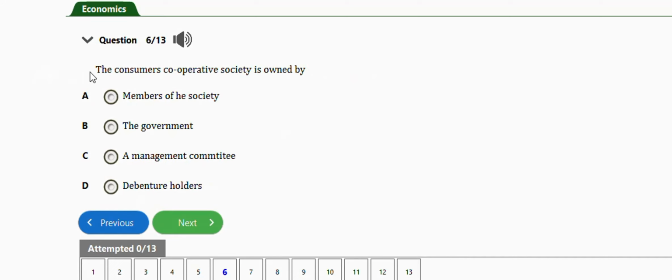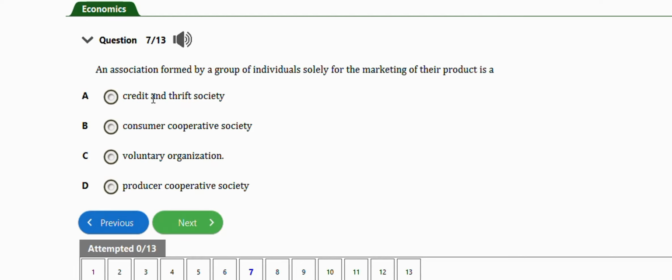Next repeated question will be this one. It says the consumer cooperative society is owned by, I think we have answered similar question already. The right answer is option A, which is members of the society. Yeah, that's the right answer. Next question is this one. It says an association formed by a group of individuals solely for the marketing of their product is A, we have credit and thrift society, consumer cooperative society, voluntary organization, producer cooperative society. Now guys, take note of this question. The right answer here is option D, which is producer cooperative society.